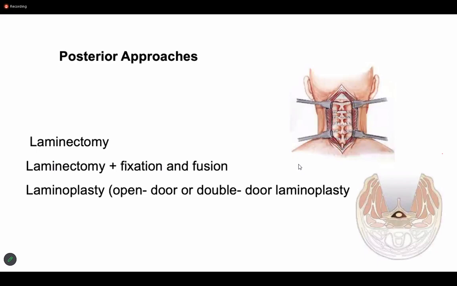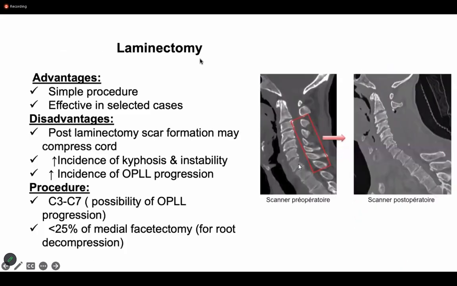With a posterior approach, we have 3 main techniques. Laminectomy's benefit is a simple technique, effective in selected cases, but it has many disadvantages. For example, scar formation may compress the cord, and higher incidence of kyphosis and instability, or higher incidence of OPLL progression after surgeries.